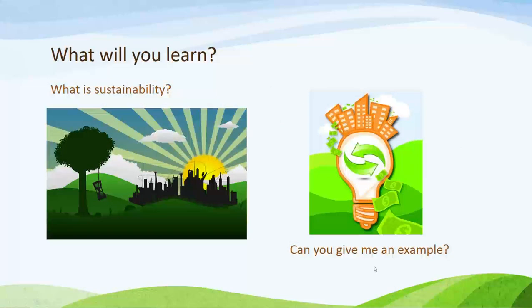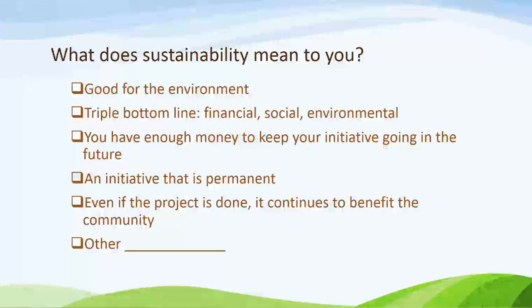So what will you learn in this podcast? Well, we'll take a look at what sustainability means, and we'll give you some examples in a healthy community setting. So what does sustainability mean to you? Good for the environment, triple bottom line, having enough money to keep your initiative going, an initiative that's permanent, or one where even if the project's done, it continues to benefit the community. Or you might have another definition. Actually, sustainability can mean all of these things: environmental sustainability, social responsibility, ongoing funding. Not all projects need to be continued. It may make sense for some of them to have an end date, but relationships and community connections built within the project can be re-engaged for new activities.